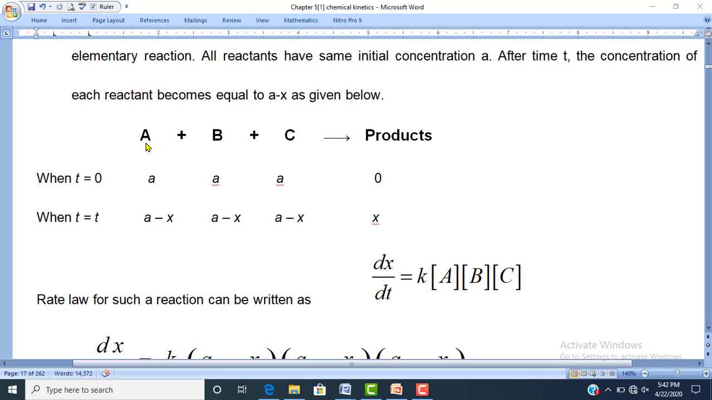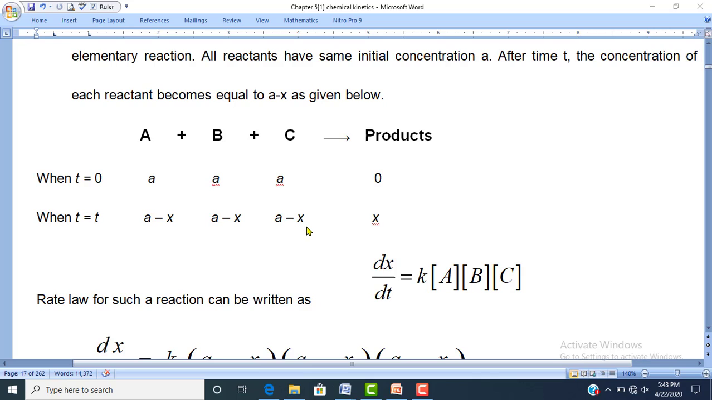So the remaining concentration of reactant A after time t will be a minus x. And the concentration of reactant B after time t will also be equal to a minus x. And similarly, the concentration of reactant C after time t seconds will also be equal to a minus x.